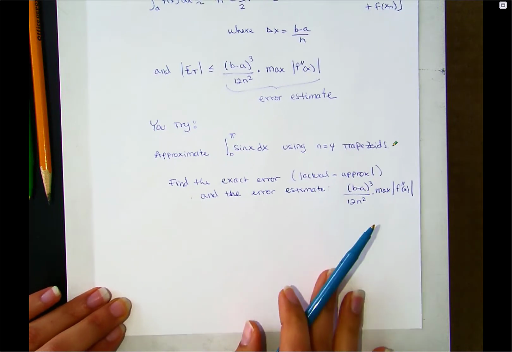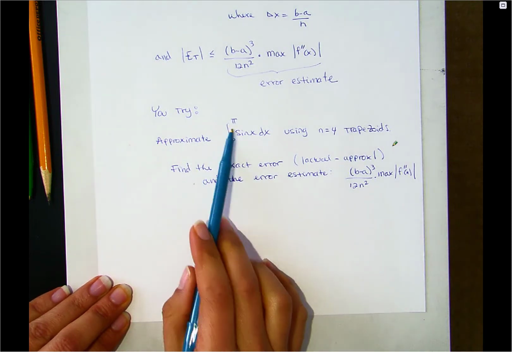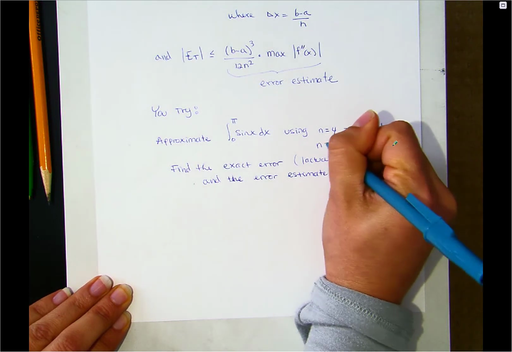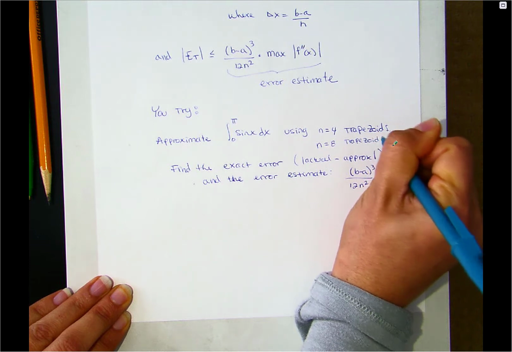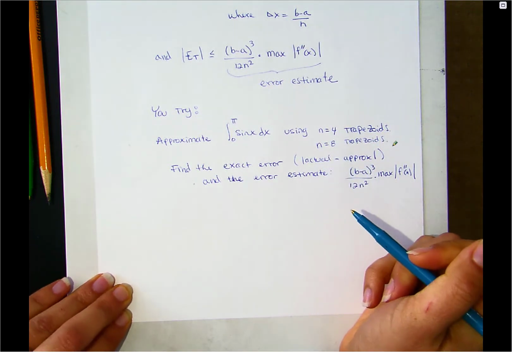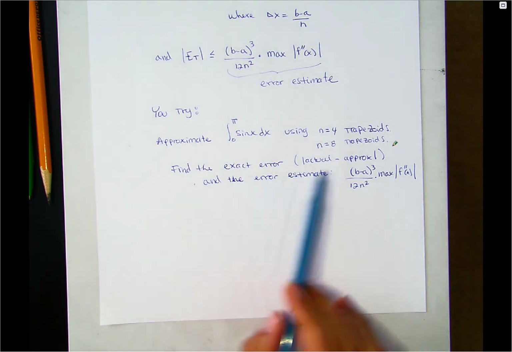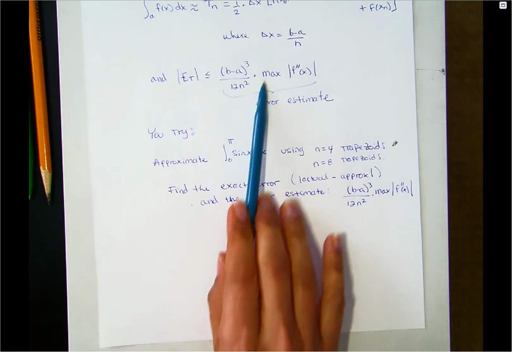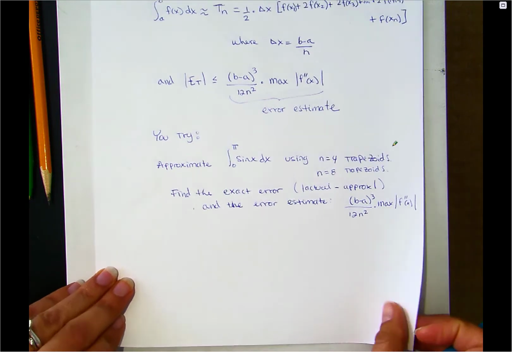And now what I want you to do is try it on your own to approximate the integral from 0 to pi of sine x dx using 4 trapezoids. If you want, you can also do it using 8 trapezoids and see which one is closer. Obviously n equals 8 is going to be closer, but what's the error in both of them? Find the exact error, actual minus approximation, and also the error estimate, that formula. And I will post the answer later.